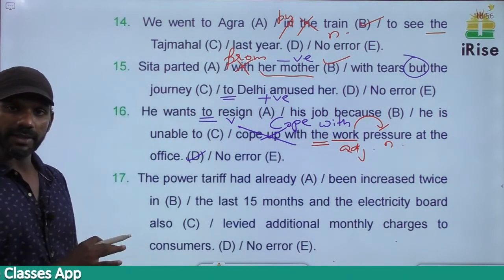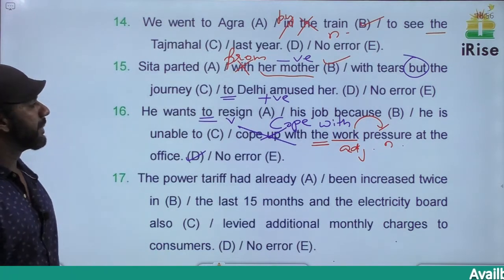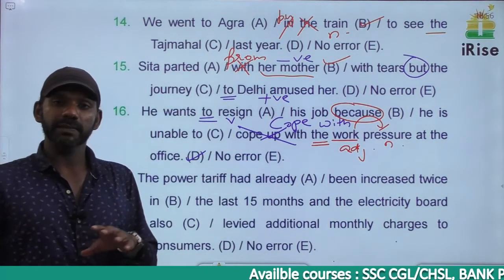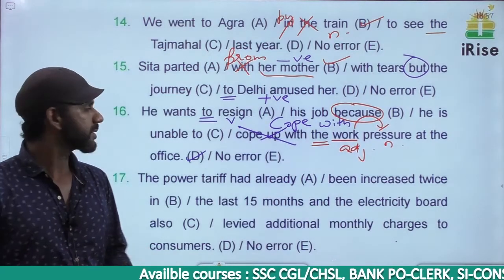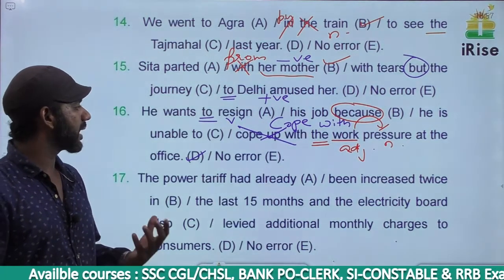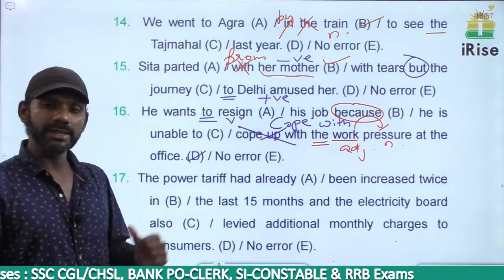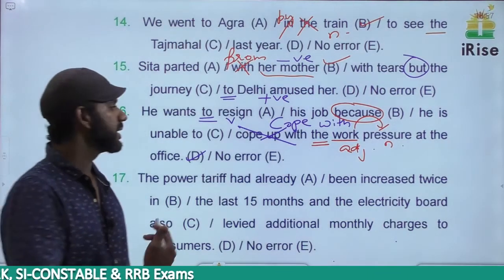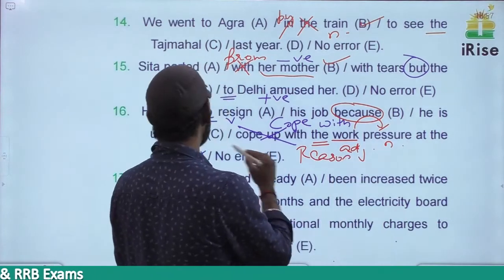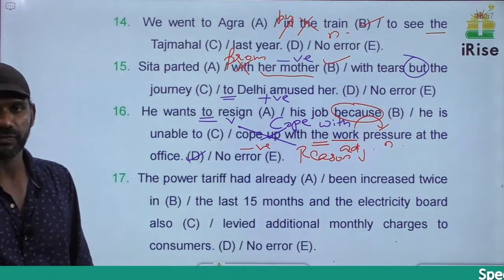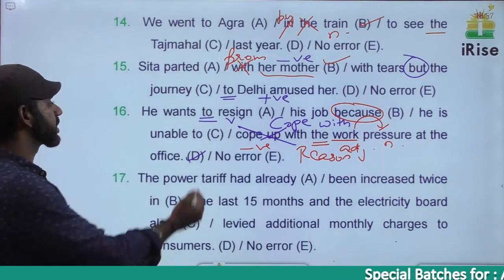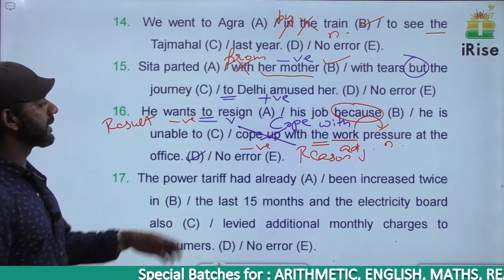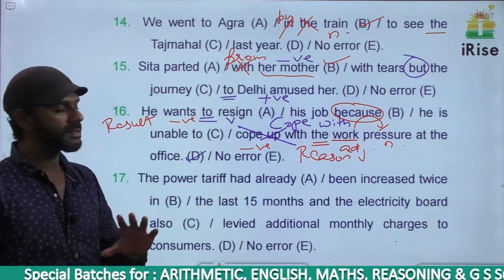Some more rules are there in this sentence, based on other topics in fact. Because is a cause and effect indicator. It must connect a reason and a result. And it's always positive reason, positive result, negative reason, negative result. He wants to resign his job because he is unable to cope with the work pressure at the office. What is the reason here? He is unable to cope with the work pressure at the office is the reason here, negative reason. And if the reason is negative, the result must also be negative. The result here is he wants to resign his job, negative. So the concept of cause and effect indicators is completely fine, connecting a negative reason and negative result. Now the whole statement is grammatically correct.